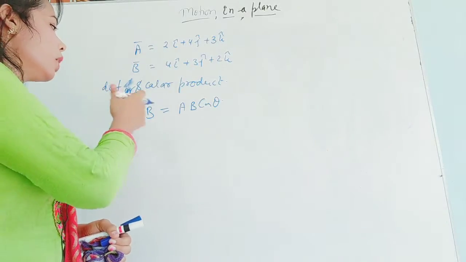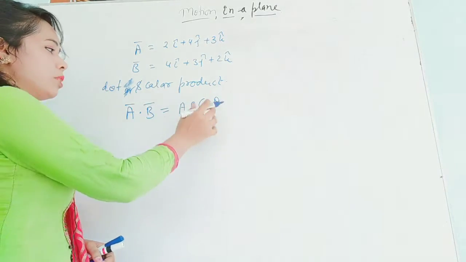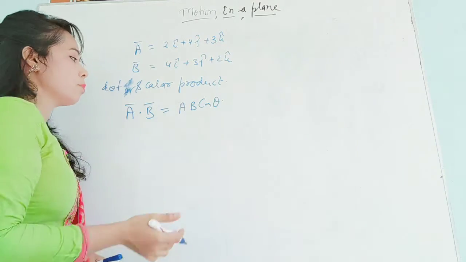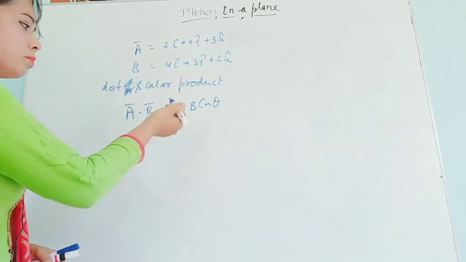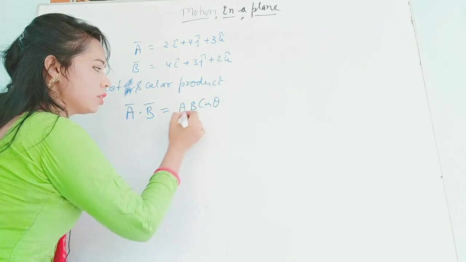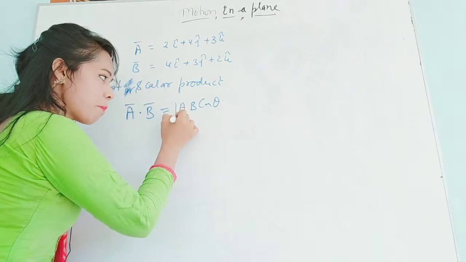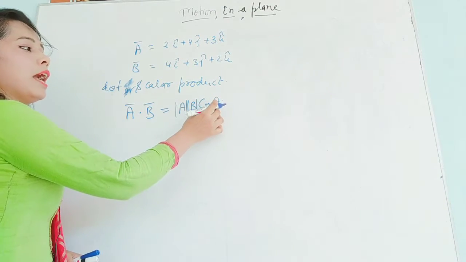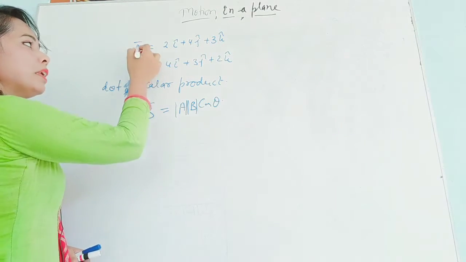Okay, and another way to solve this, I will explain, but first of all we will solve it this way. Suppose the magnitudes of two vectors are given. This AB cos theta means what? This is the magnitude of A, this is the magnitude of B, and this theta is the angle between A and B.